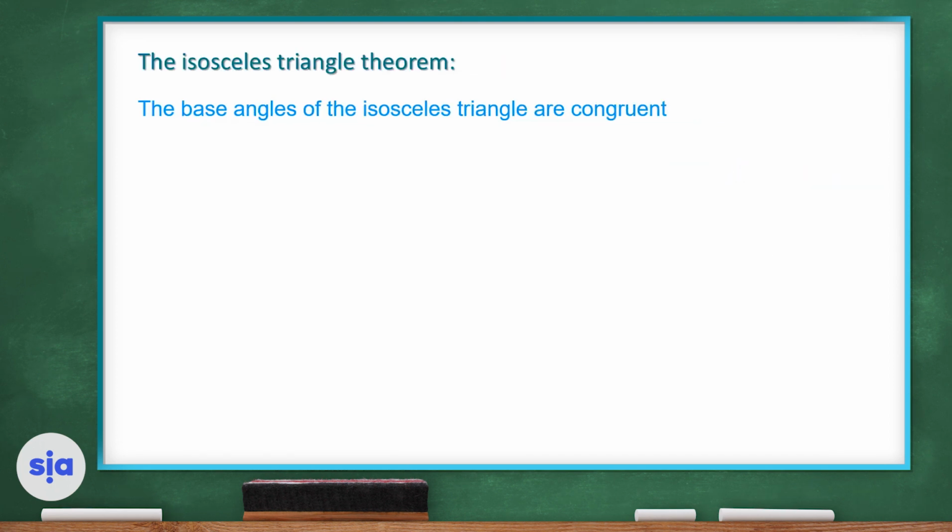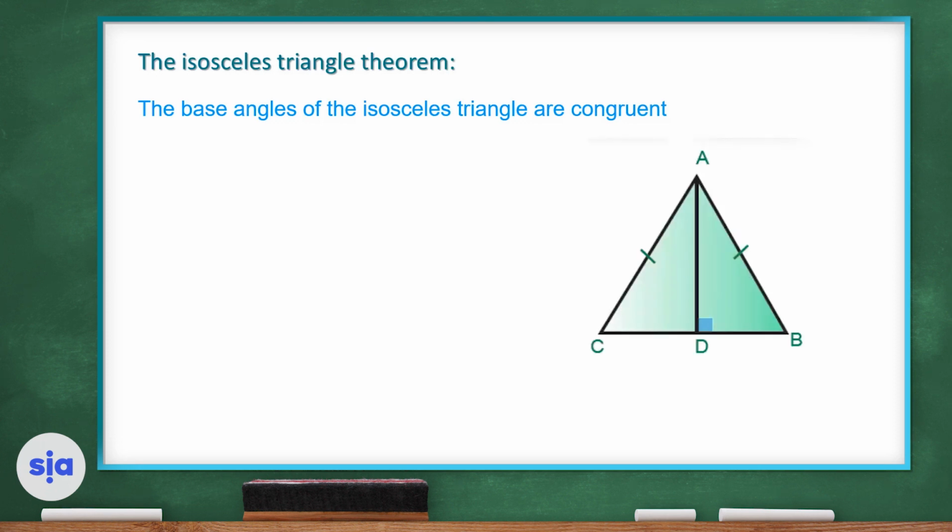Let's now move on to the isosceles triangle theorem. It says, the base angles of the isosceles triangle are congruent. So, in this given triangle, which is triangle ABC, if AB is congruent to AC, then automatically the measure of angle B is equal to the measure of angle C, or in other words, we can say that angle B is congruent to angle C.